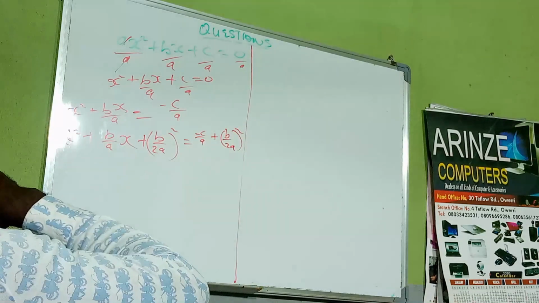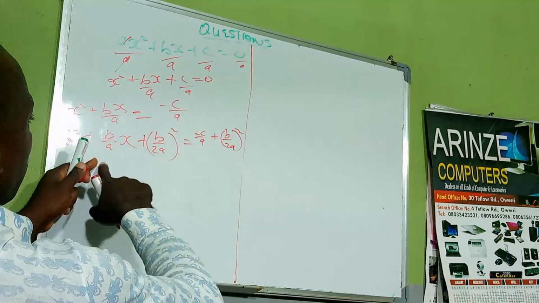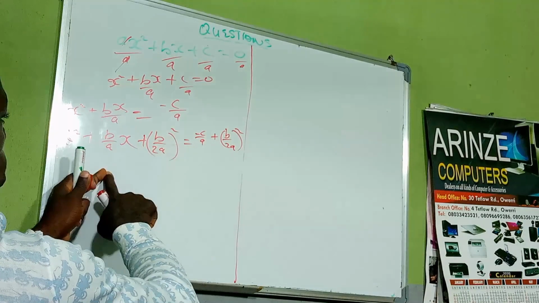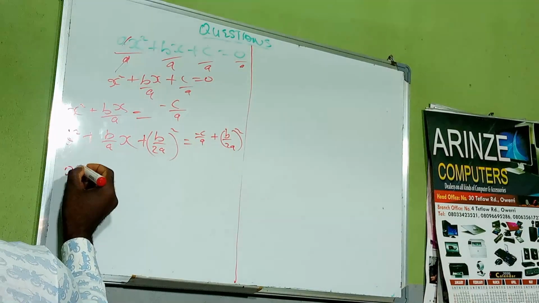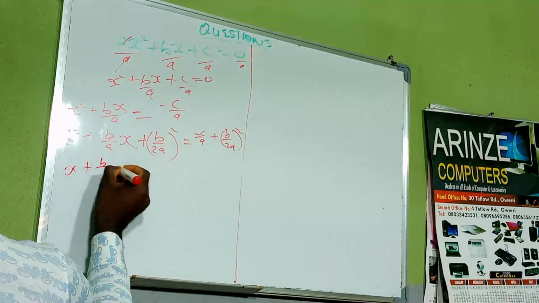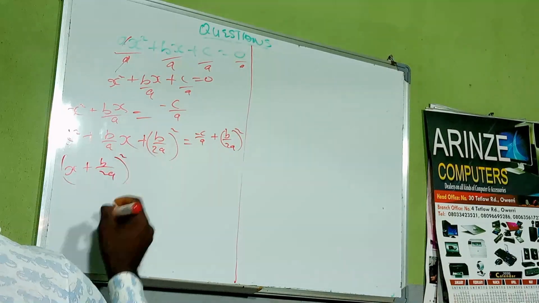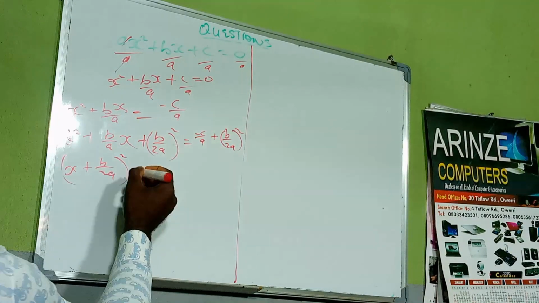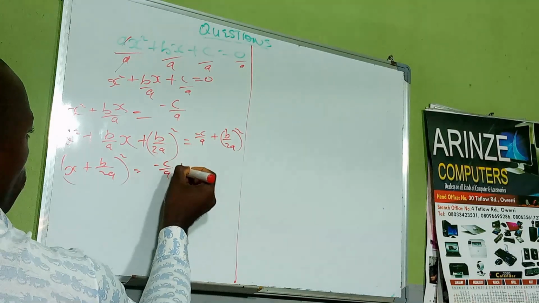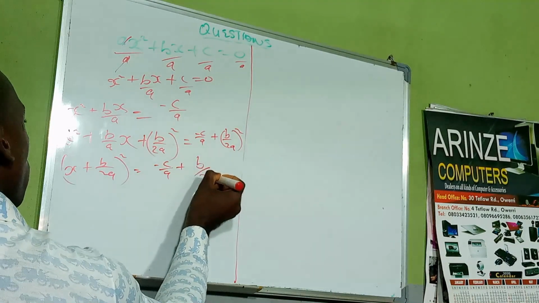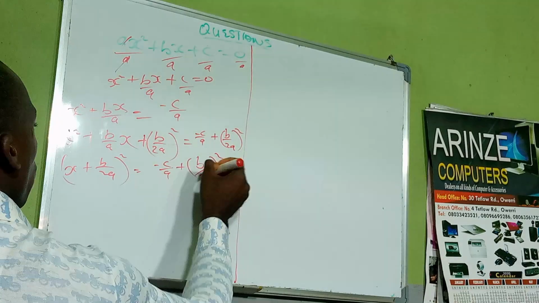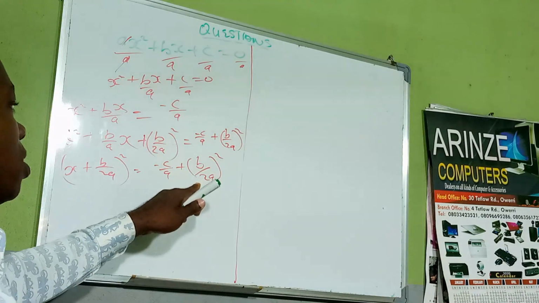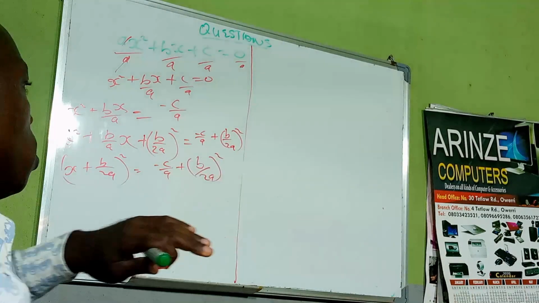Now from this place, what we'll do next is factorize. This side has become a perfect square, so we factorize. We now have x plus b over 2a, all squared, equals minus c over a plus b over 2a all squared. Now this thing, you see, is b over 2a times b over 2a, which is b squared.